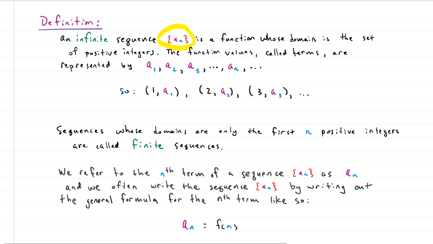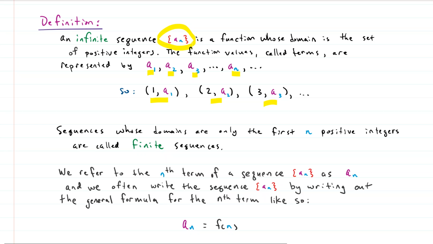So an infinite sequence is a function whose domain is a set of positive numbers, as we discussed, and the function values, or the terms, are represented by these letters: a1, a2, a3, and on up. There's a_n, which is the nth term, and it just keeps going because this is an infinite sequence, so it never stops. So when we put them into functional form, we'd have ordered pairs, right? We'd have 1 and then a1, 2 and then a2, 3 and then a3, and you keep going forever. So sequences whose domains are the first n positive integers are called finite sequences again. So this is a little more rigorous in our definition.